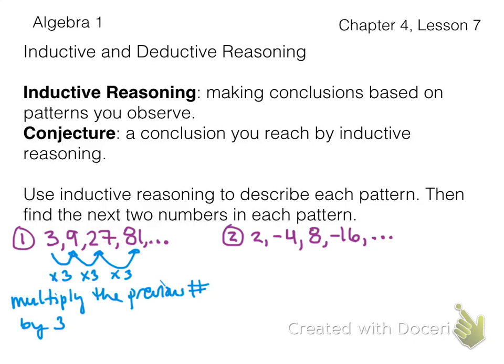to figure out the next number in the sequence, which is 243, and then we're going to multiply that by 3, and we're going to get 729. So those are the next two numbers in the pattern and the pattern itself. And so basically we've made a conjecture that the next two numbers in the sequence are 243 and 729, and that again the pattern is multiply the previous number by 3.